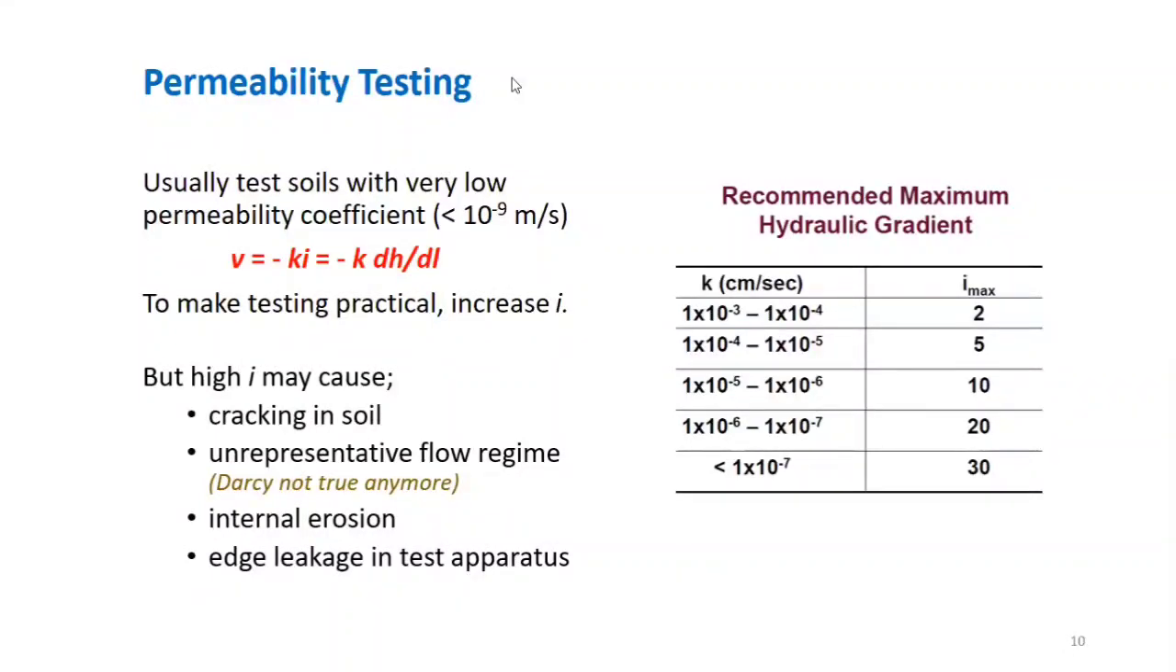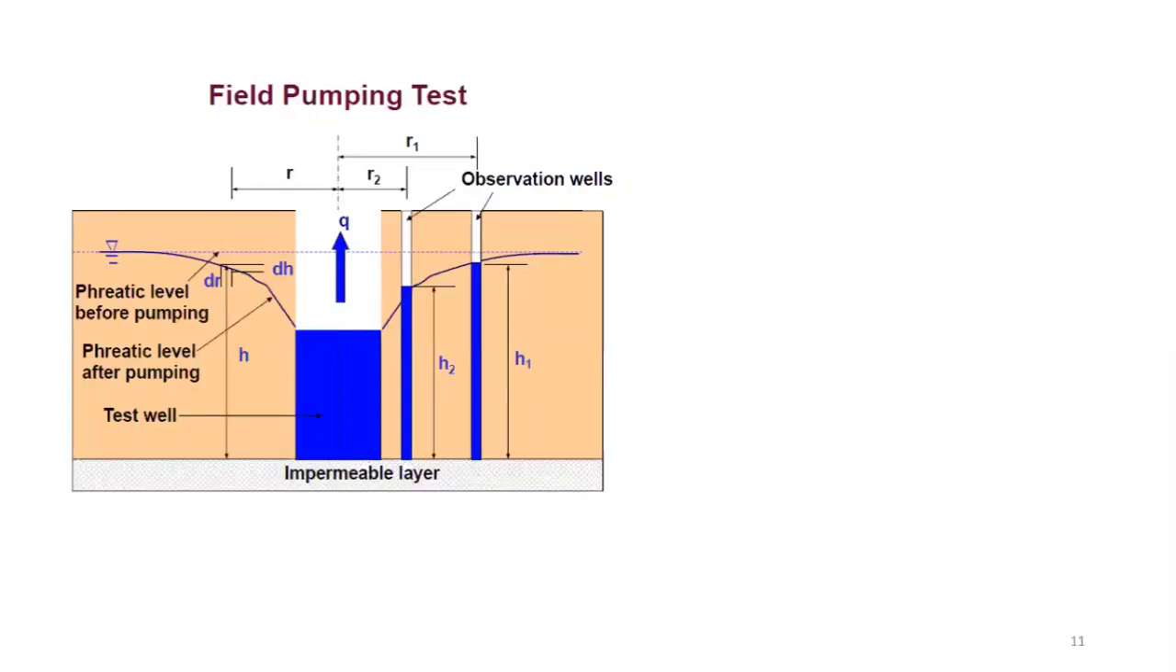Also it can cause internal erosion, because a very high i means a high rate of flow, or velocity of flow, and that can cause soil particles to move with it. Similarly, it can add leakage from the edges, from the sides in the test apparatus. So these are some limitations of doing the permeability tests in the lab, which we have to keep in view before getting to any permeability numbers. That's why we have to go for field tests.